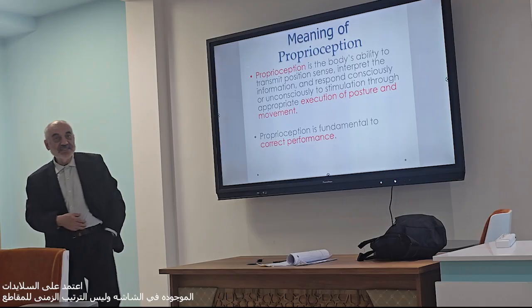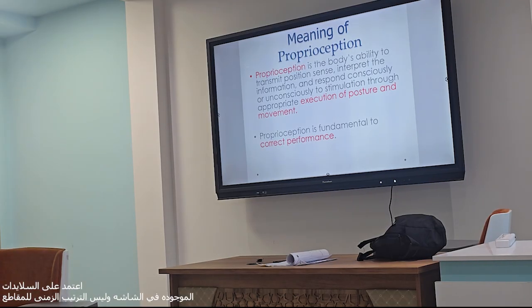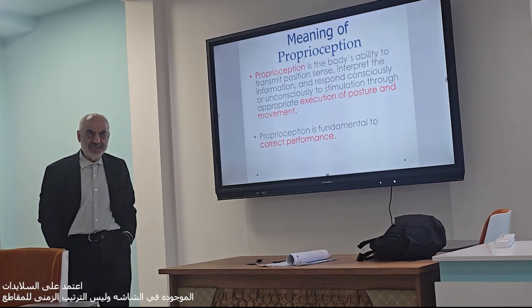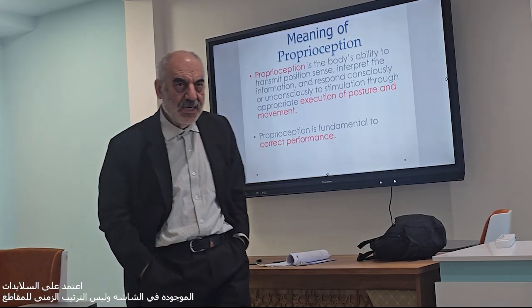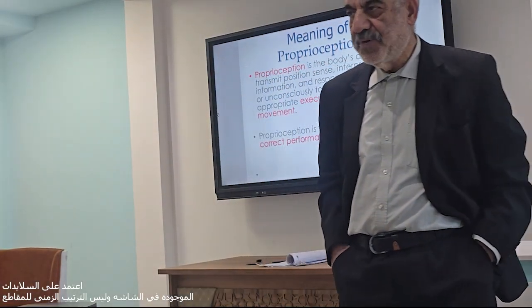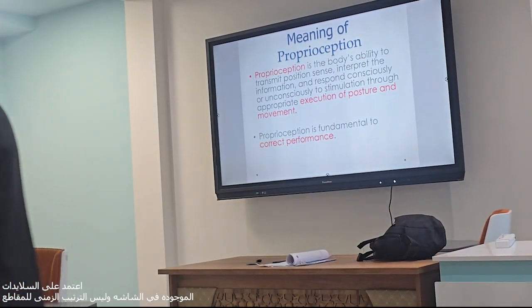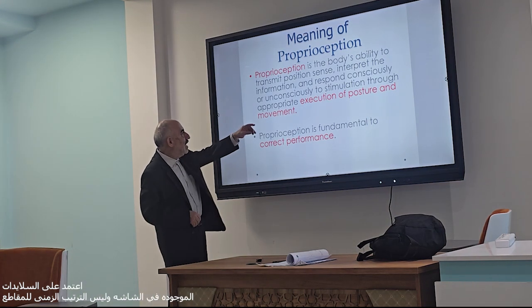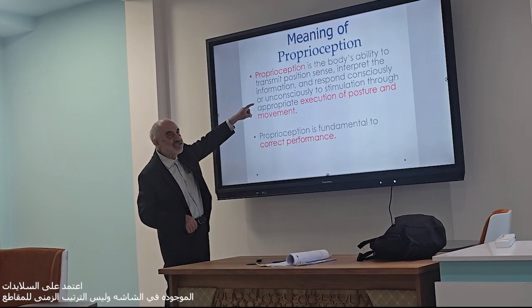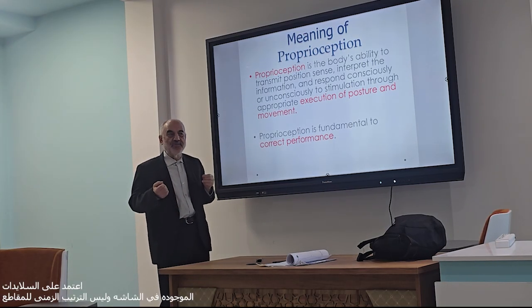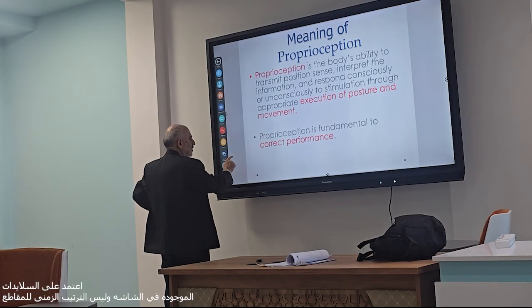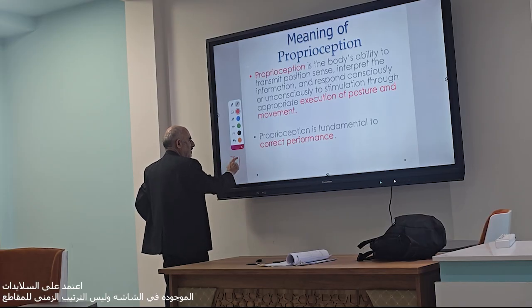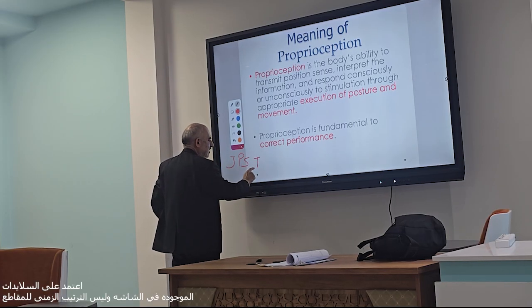Okay, and so what's the meaning of proprioception? I don't know, in Arabic we have hiss amiq. In Persian we say hiss amaqi, but in Arabic hiss amiq maybe is deep sensation. It is the body's ability to transmit position sense. What does that mean? It means joint position. We have JPS, joint position sense.